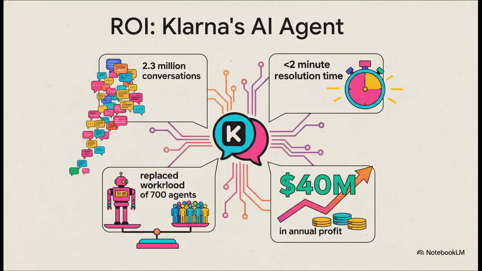And look, this isn't just some theory on a slide. Let's look at a real-world example, Klarna's AI agent. They handled 2.3 million conversations. They kept the resolution time under 2 minutes. They did the work of what would have been 700 full-time agents. And the result? An estimated $40 million boost to their annual profit. That, right there, is the power of designing your system efficiently.